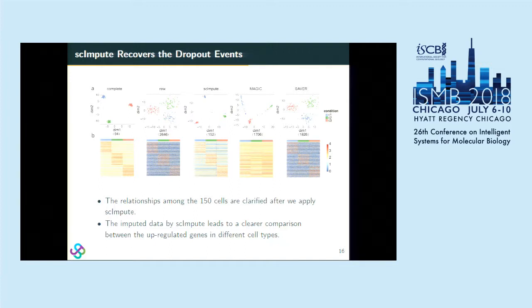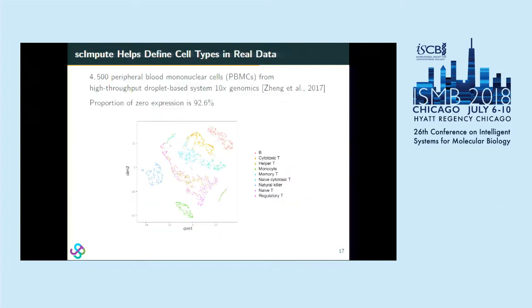In the second row, I'm displaying the expression profiles of the 800 truly differentially expressed genes. And we can see that in the first column, the data imputed by scImpute leads to a clearer comparison between the upregulated genes in different cell types.